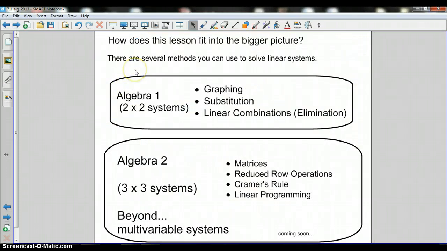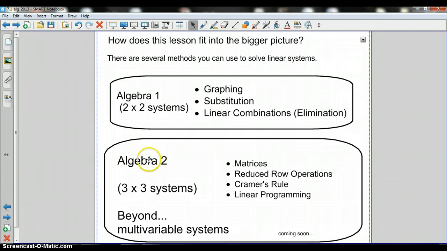How does this lesson fit into the bigger picture? There are several methods that we're going to be learning to solve linear systems in Algebra 1. First of all, in Algebra 1, we're only going to be dealing with 2 by 2 linear systems, and we're going to be using graphing, substitution, and linear combinations or elimination methods. So 3 different methods we will learn to solve linear systems in Algebra 1.